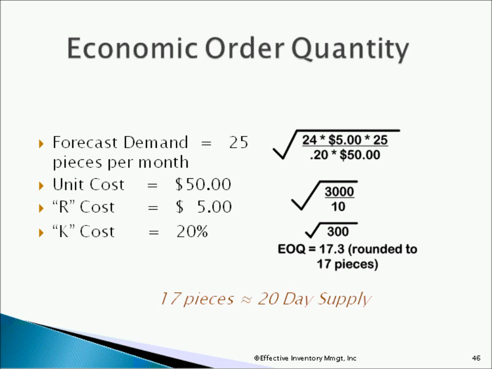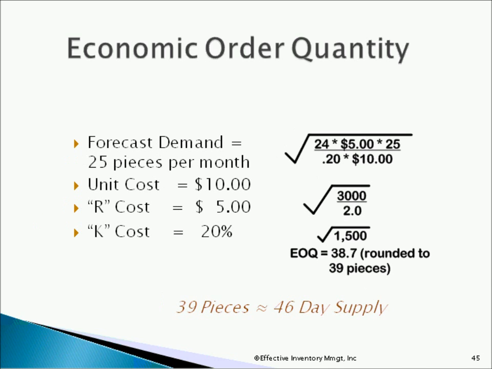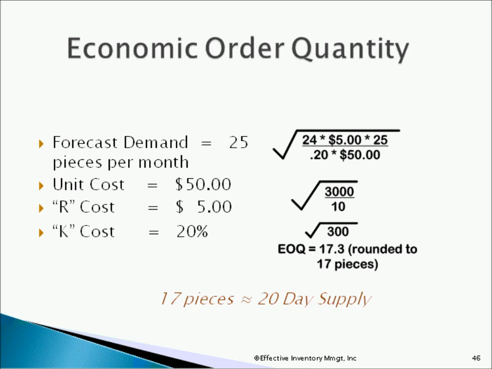Now, I was buying a 46-day supply when the unit cost was $10. And I'm buying a 46-day supply when the unit cost is 10 cents. The EOQ does not vary by the unit cost of an item. It does vary by what I'm going to call dollars moving through inventory. That forecast demand times the unit cost. In the third example, 2,500 times 10 cents is $250 moving through inventory per month.